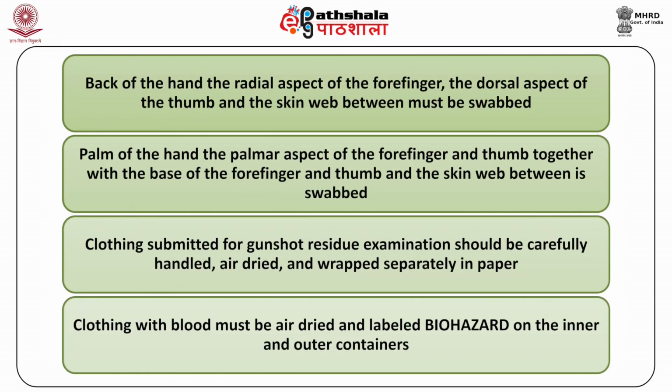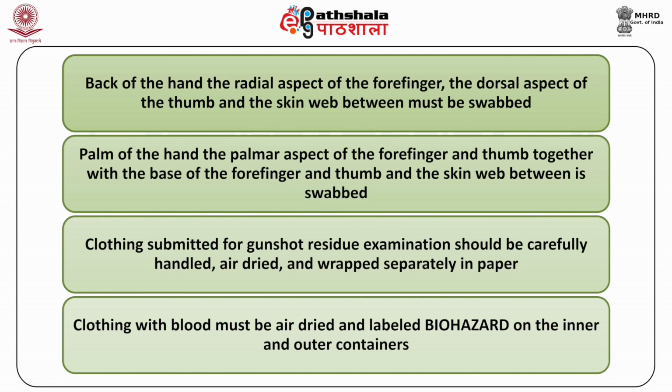On the back of the hand, the radial aspect of the forefinger, the dorsal aspect of the thumb, and the skin web between must be swabbed. On the palm of the hand, the palmar aspect of the forefinger and thumb together with the base of the forefinger and thumb and the skin web between is swabbed.